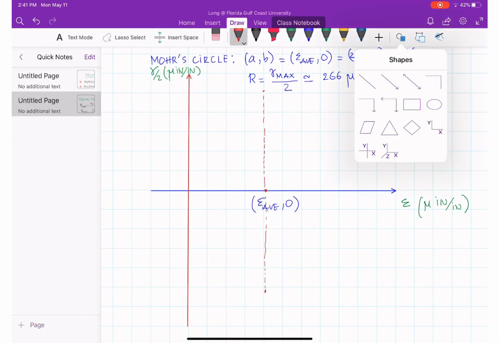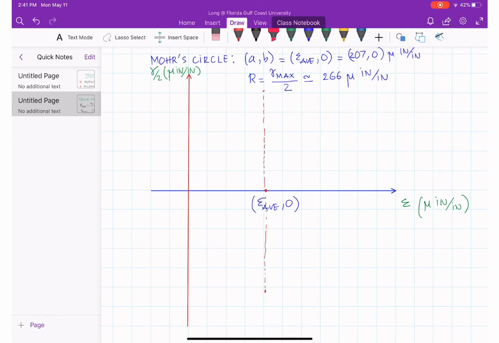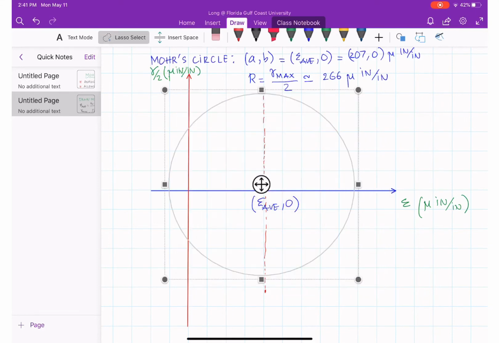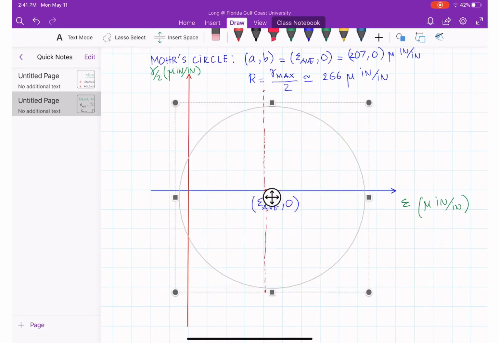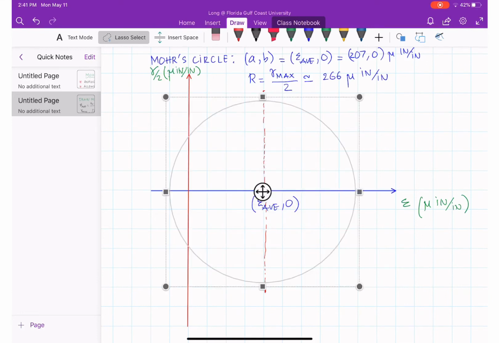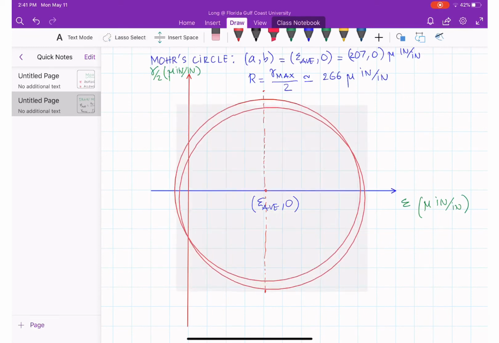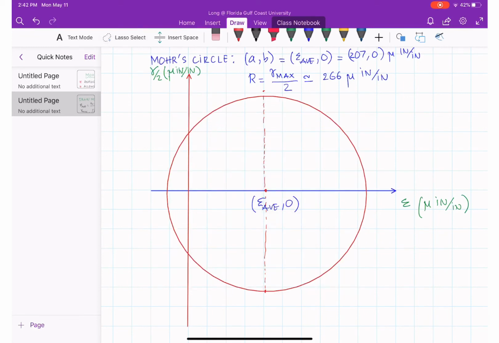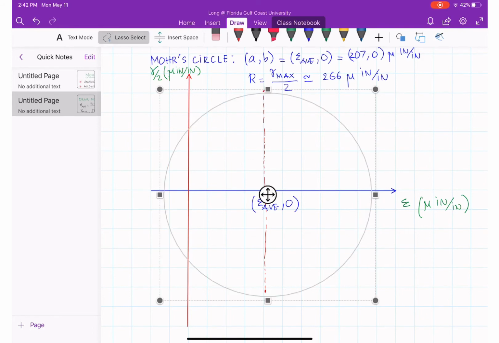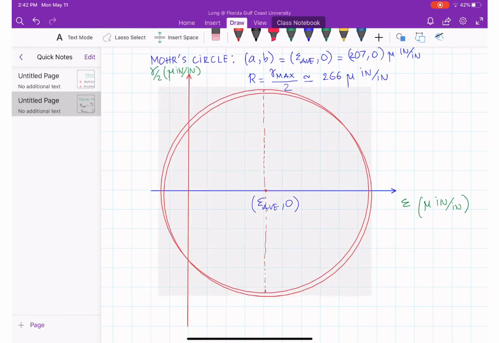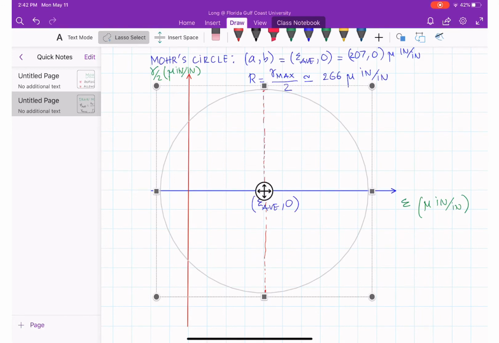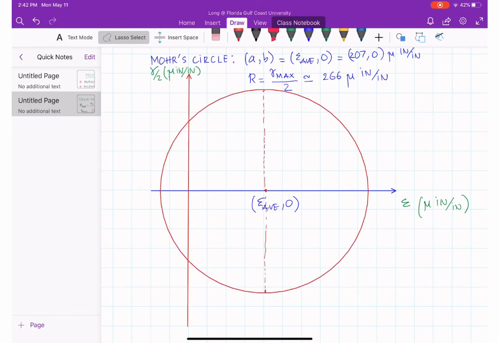And now we can go ahead and put the circle. Move the circle here in the center. A bit bigger. Now we are done with the Mohr circle for this. Looks marvelous, everyone can see that.